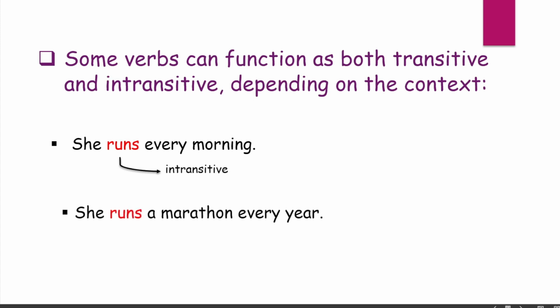She runs a marathon every year. Here, runs is transitive because there is a direct object in marathon and the action is directed toward completing the marathon, means it answers the question what.